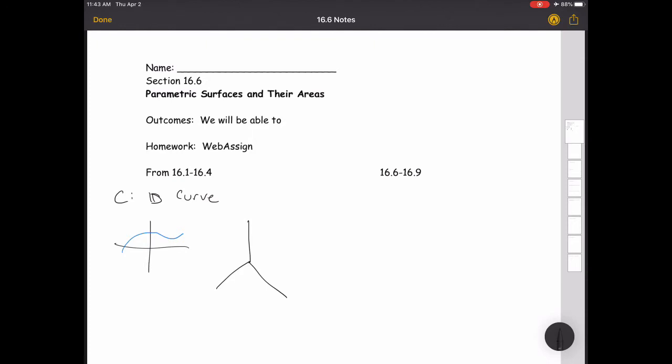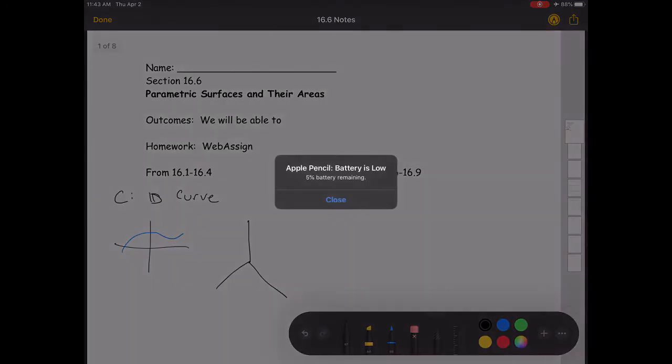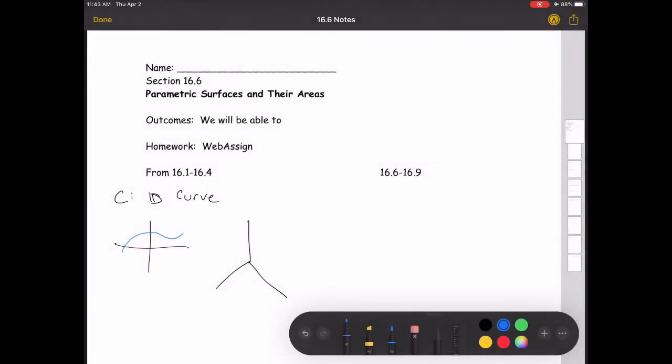Then you might have even asked yourself, well, wait a minute, that curve there is actually two-dimensional. Now the curve itself is not two-dimensional. The curve itself only has length. It doesn't have a thickness to it. It doesn't have a width to it. It's just a length to it. So it's actually a one-dimensional curve.